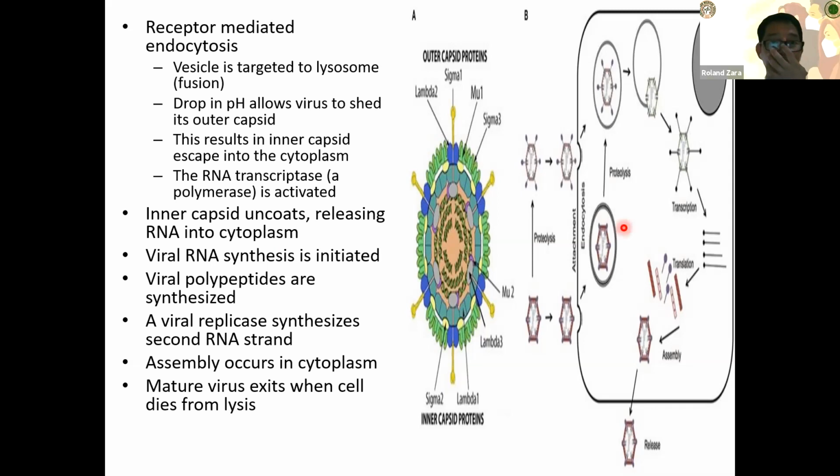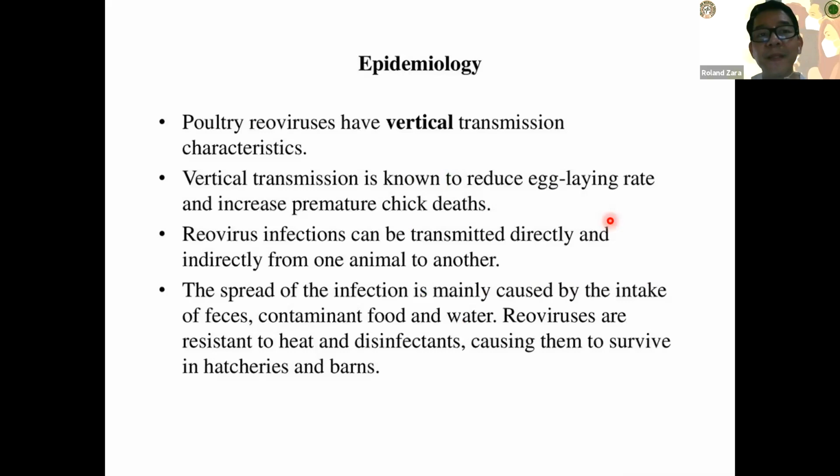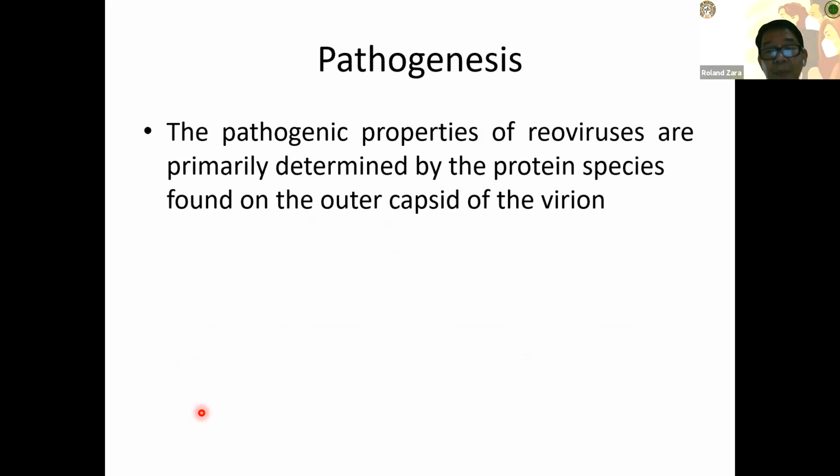Okay, so this is the epidemiology of your reoviruses, usually more on poultry. Vertical transmission is known to reduce egg laying rate and increase premature chick death. Reo infection can be transmitted directly from one animal to another. They are resistant also to heat and disinfectant, causing them to survive in hatcheries and farms. Pathogen properties of reo are primarily determined by the protein species found on the outer capsid of the virion. The outer capsid, kasi this is the one that attaches to the receptor in our body, the VP4 and 7.